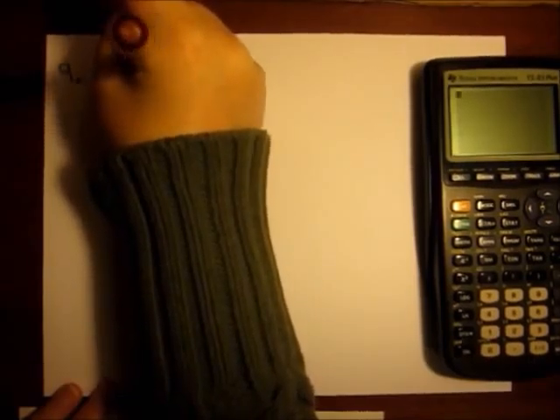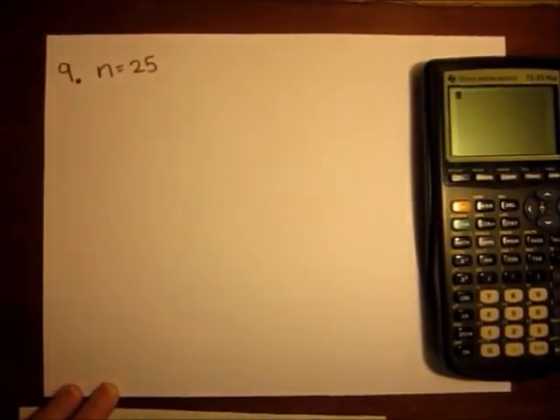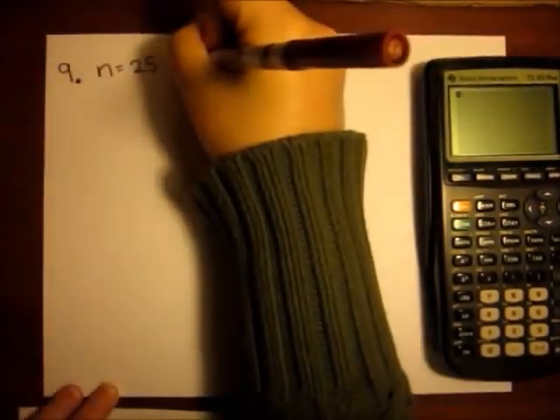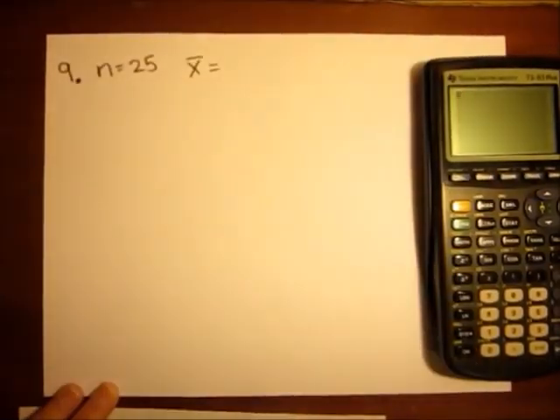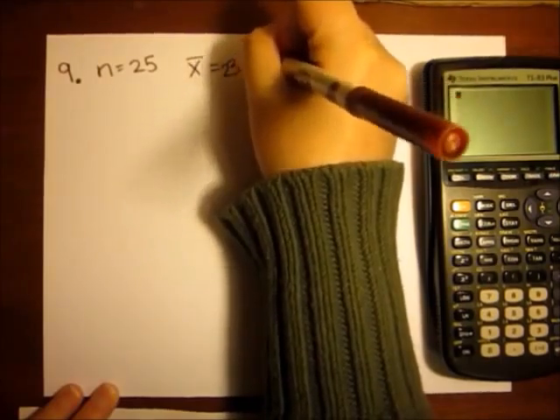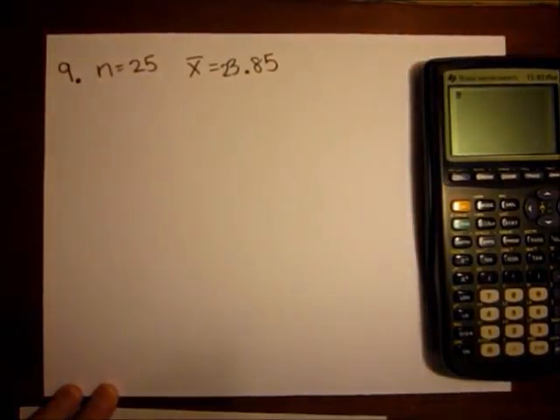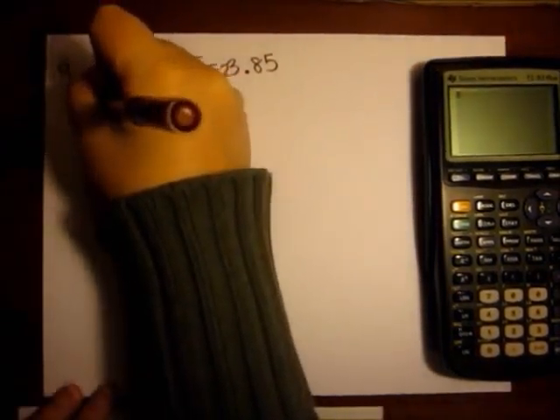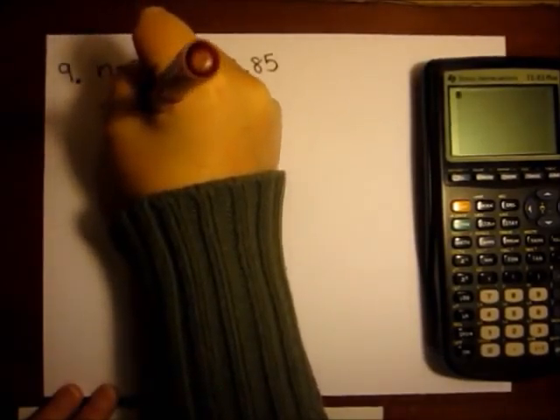Okay, question 9 also asks us to make conclusions based on a test. So again, I'm going to try to find a p-value. So we have a sample of 25 batteries. So n equals 25. And we have the sample average, or x bar, equals 23.85. And we have a sample standard deviation, s, of 2.5.